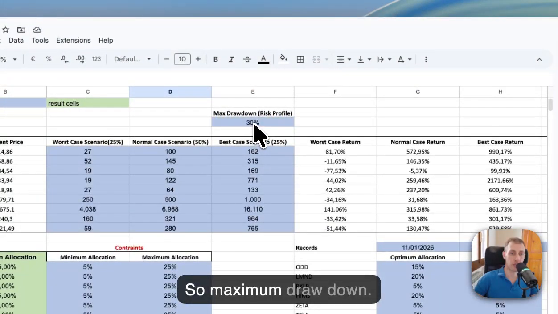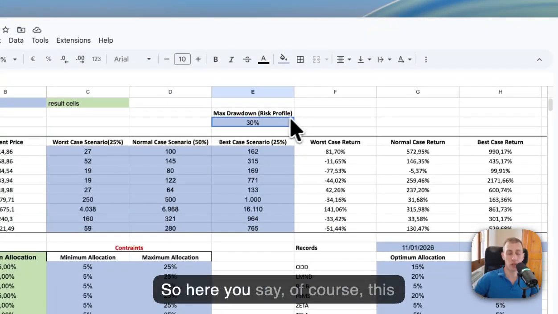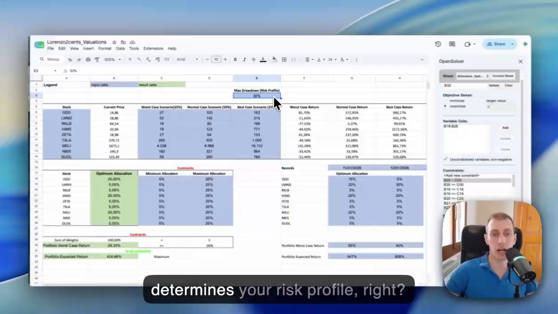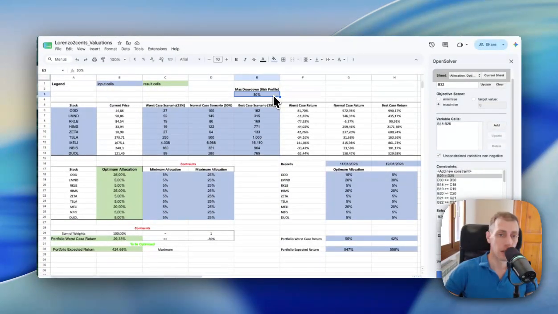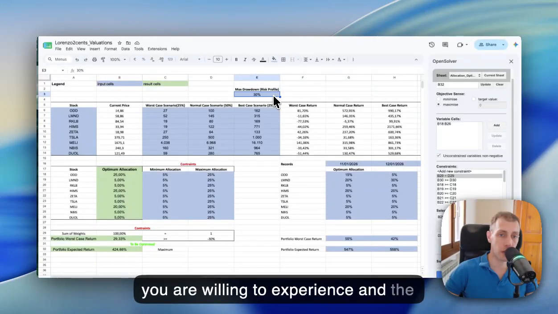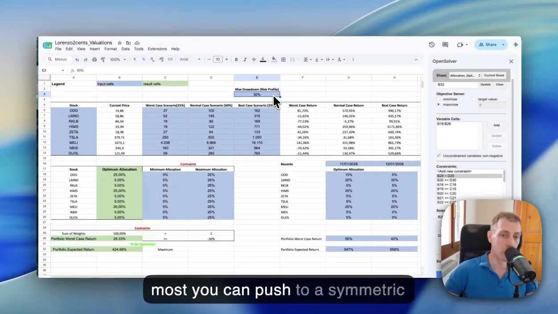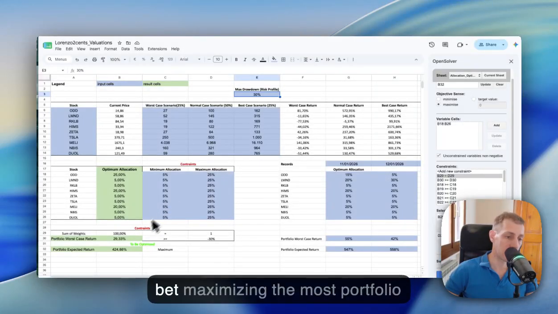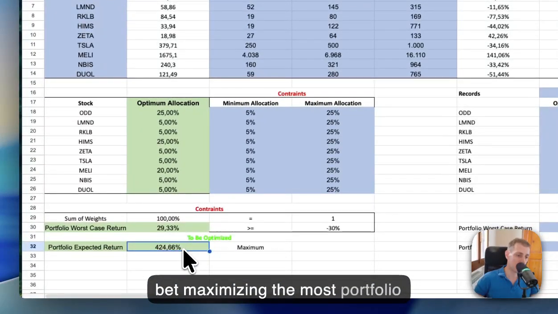So maximum drawdown. Here you say, of course, this determines your risk profile, right? The higher the drawdown that you are willing to experience, the more you can push to asymmetric bets, maximizing the portfolio return.